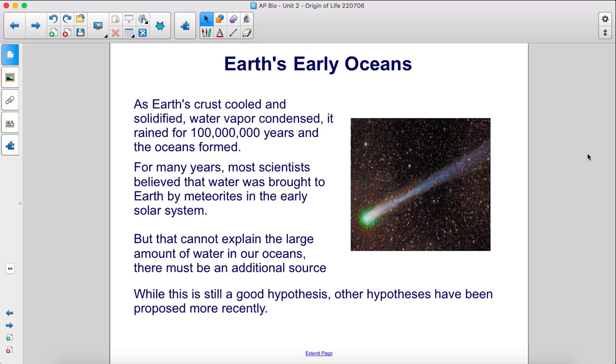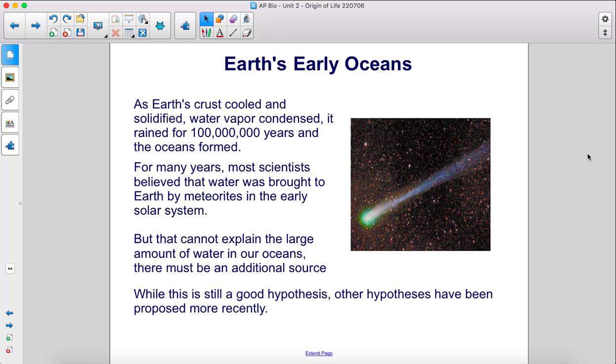Water. As Earth's crust cooled and solidified, water vapor condensed. It rained for 100 million years and the oceans formed. For many years, most scientists believed that water was brought to Earth by meteorites in the early solar system. But that cannot explain the large amount of water in our oceans. There must be an additional source.